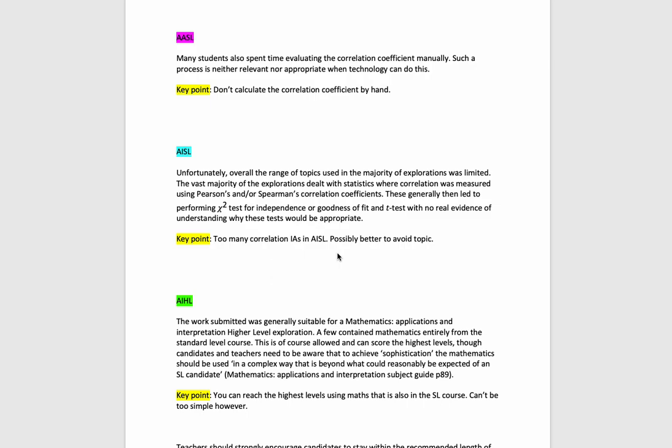Finding the correlation between two variables. There's too many of them. Examiners are now at the point where they don't really like them. I don't recommend correlation IAs at all. Certainly, if you're stuck for an idea, you can do it, and it is possible to do them well, but generally, I recommend avoiding it.